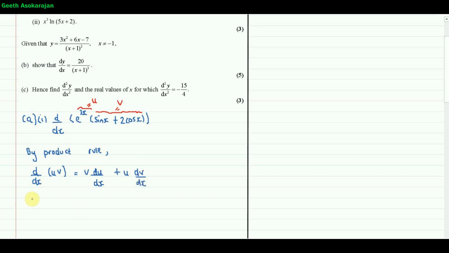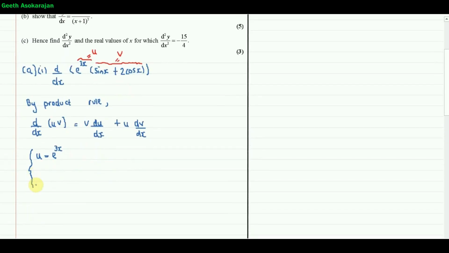Now let me do some side calculations. I've chosen u to be e to the 3x, and let's calculate du over dx. When I differentiate e to the x, I'm going to get e to the x multiplied by the derivative of 3x. This arises from the chain rule of differentiation.